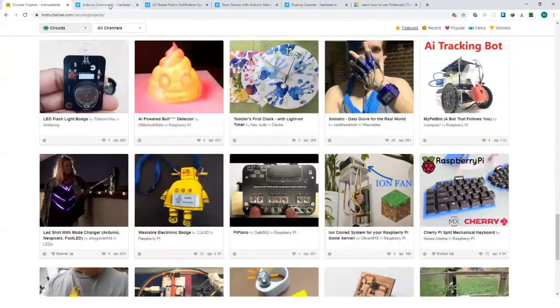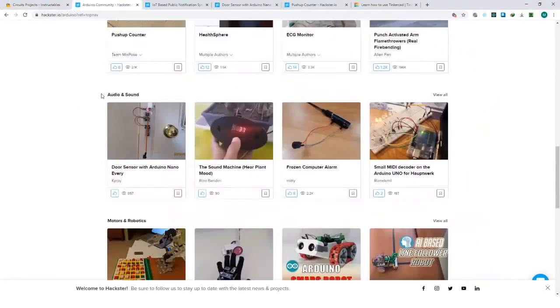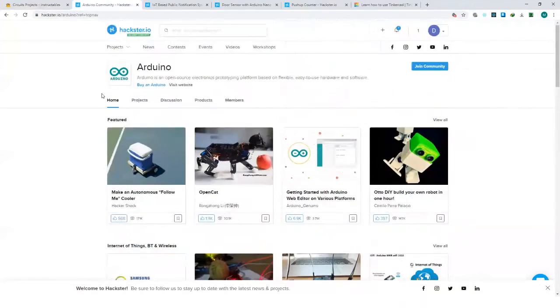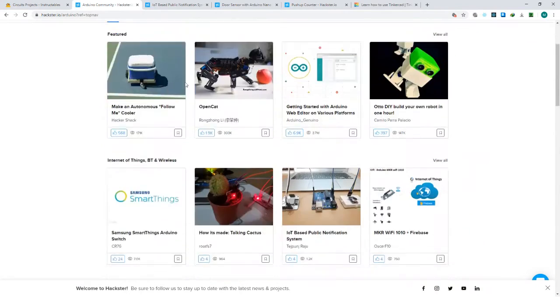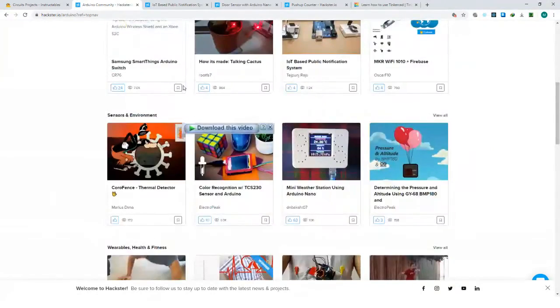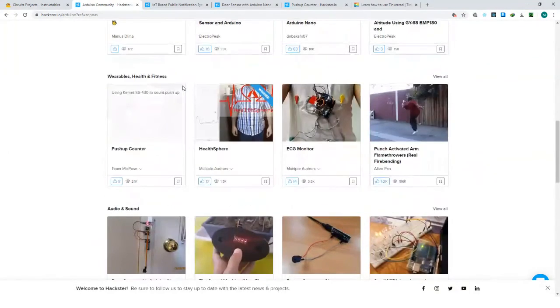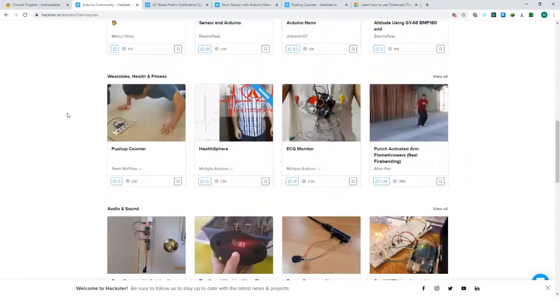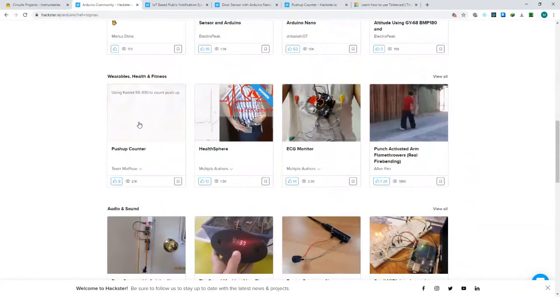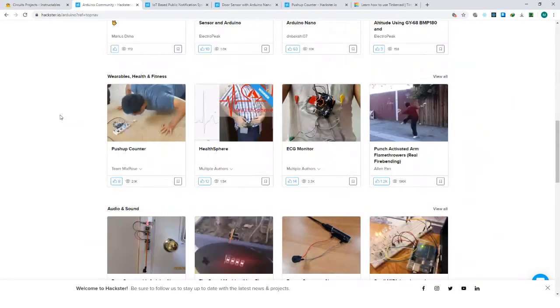Then I'm also sharing another community. This was another community for people who are also developing. It is called Hackster.io. This is also a very wonderful resource for people who want to learn more about Arduino. You can see somebody has just made a wearable for fitness.